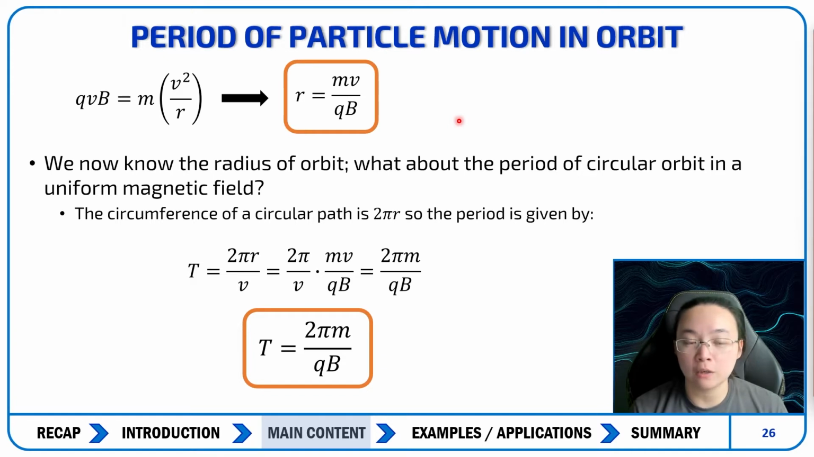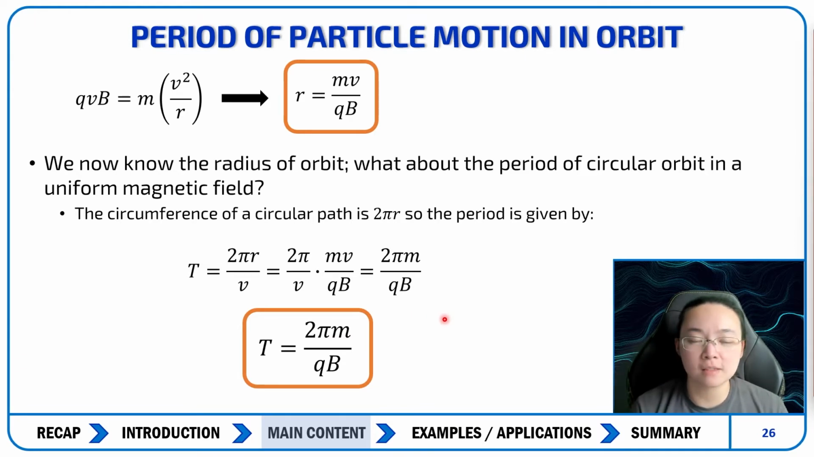What about the period of circular orbit in a uniform magnetic field? We're able to calculate this too, because all we need to find out is the circumference of the circular path taken. And that's just 2 pi r for a circle. So the period is then going to be given by T equals distance traveled over speed. And that gives us 2 pi r over v, which is equal to 2 pi mv over vQB. So then we can reduce everything and get T equals 2 pi m divided by QB.